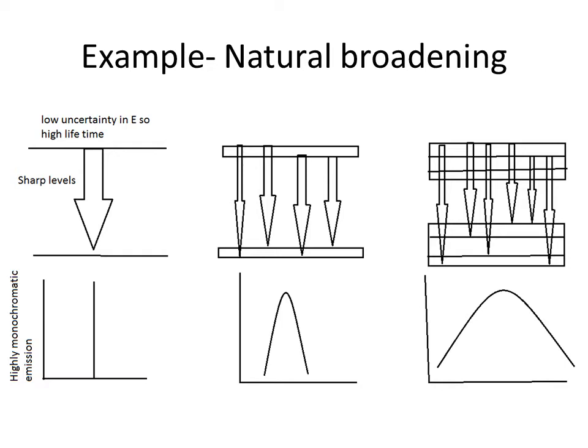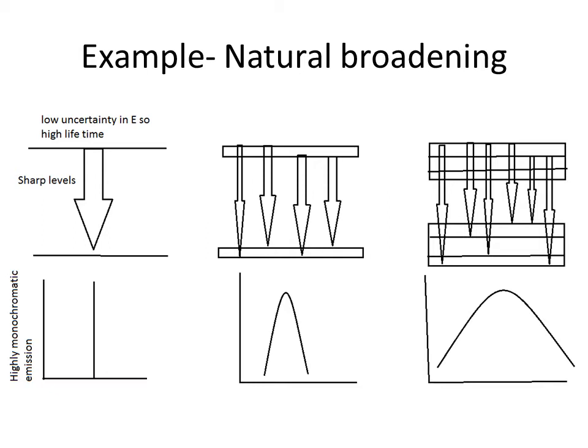Whereas in the middle diagram on the upper side, instead of an energy level I have drawn an energy band, an upper energy band and a lower energy band. So when the transition is taking place, an energy band is closely spaced sharp energy levels.